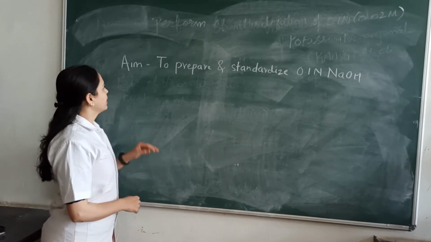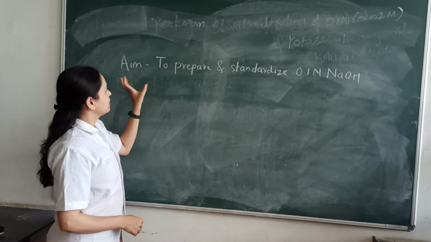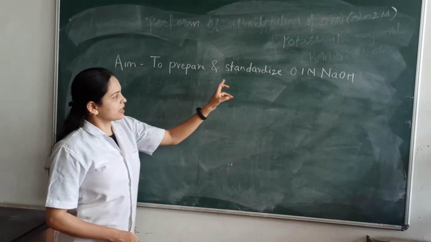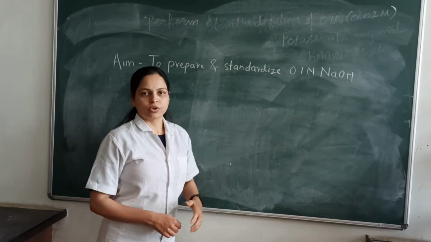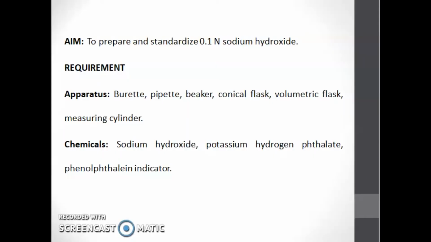Hello students, today we are going to perform a practical having the aim to prepare and standardize 0.1 normal sodium hydroxide solution. Now we will see the requirements for today's practical. The apparatus required are burette, pipette, beaker, conical flask, volumetric flask and measuring cylinder. The chemicals required are sodium hydroxide, potassium hydrogen phthalate and phenolphthalein indicator.